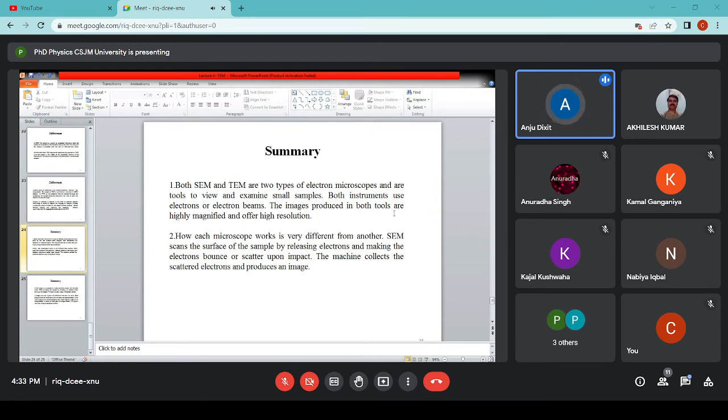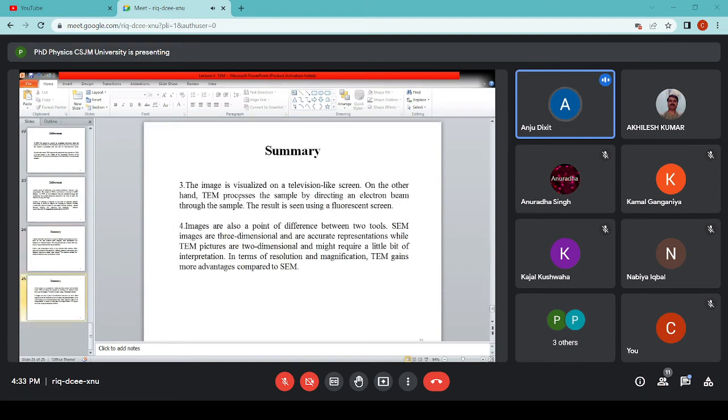The images produced in both tools are highly magnified and offer high resolution. How each microscope works is very different from another. दोनों की वर्किंग आपकी बिल्कुल अलग है. SEM scans the surface of the sample by releasing electrons and making the electrons bounce or scatter upon impact. The machine collects the scattered electrons and produces an image. The image is visualized on a television-like screen. On the other hand, the TM presents the sample by directing an electron beam through the sample, and this result is seen using a fluorescent screen.